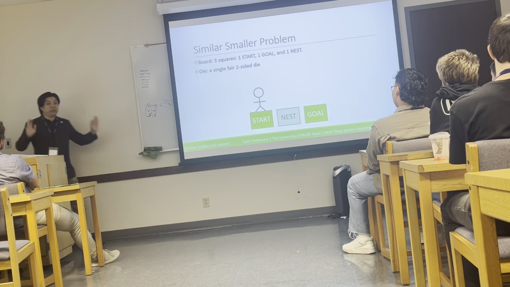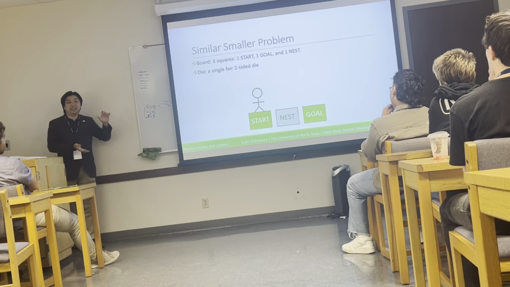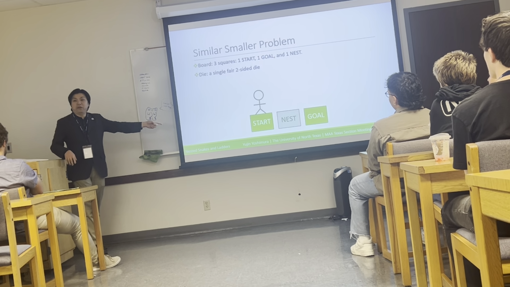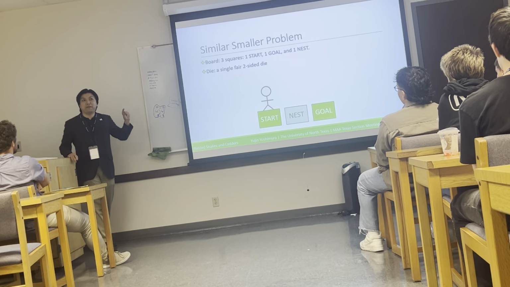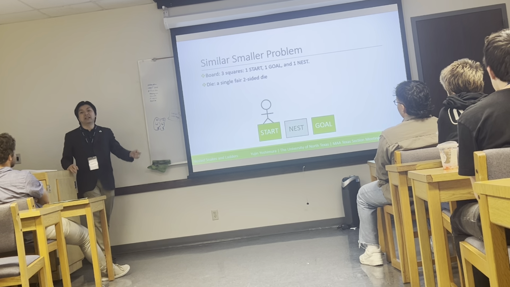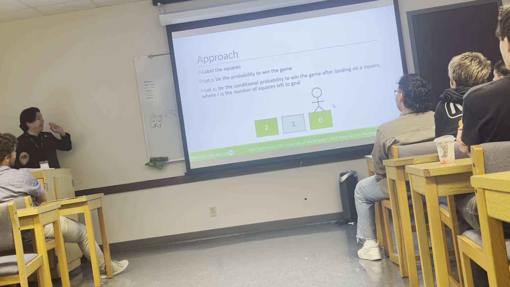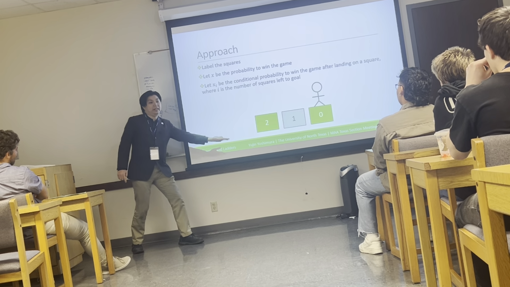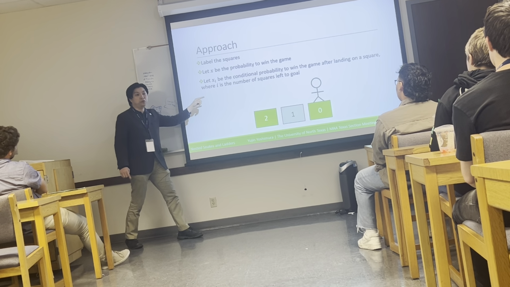So, in order to analyze this problem, I want to start with setting up a similar problem, but with a smaller size. So instead of 6, I want to start with 2. So there are only 3 squares, so you're just 2 squares away from the goal, and you roll a 2-sided fair die. I'm not sure if it is called a die, maybe it's easier to think of it as a flip coin. And then I label the squares. I start labeling the goal as 0 and going backward. So, for example, if you're on square 2, you're 2 squares away from the goal.